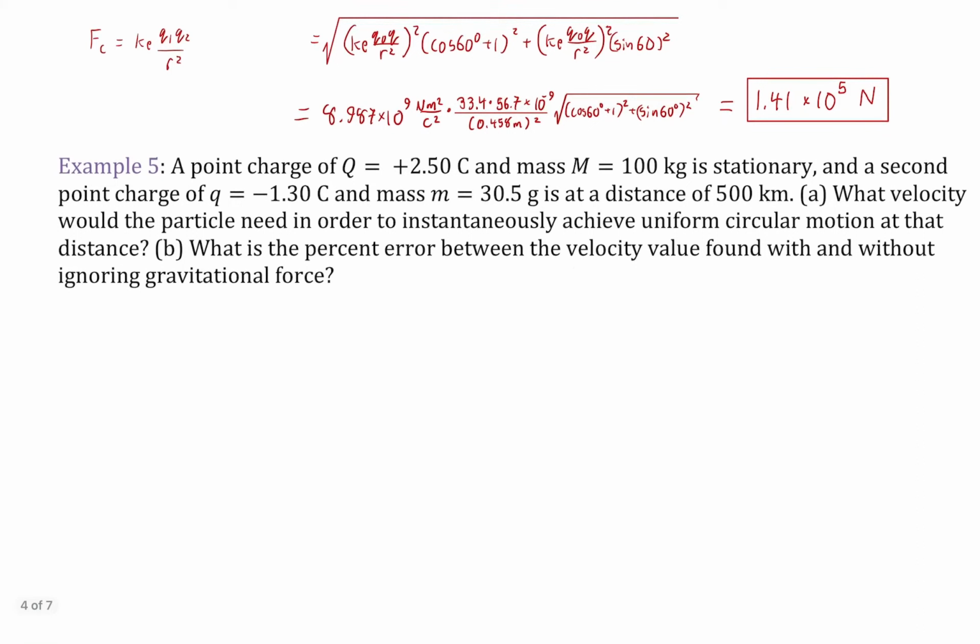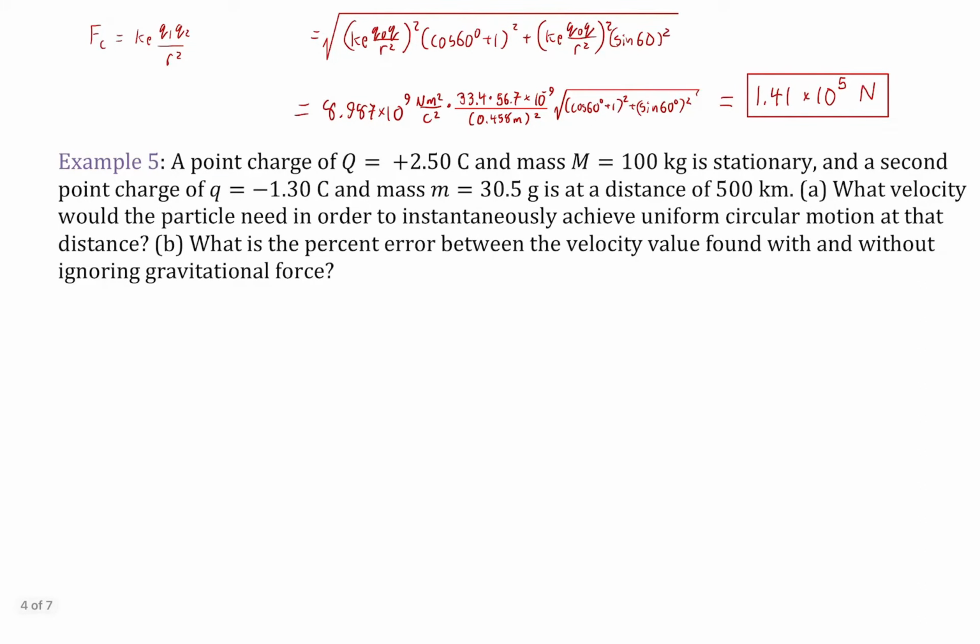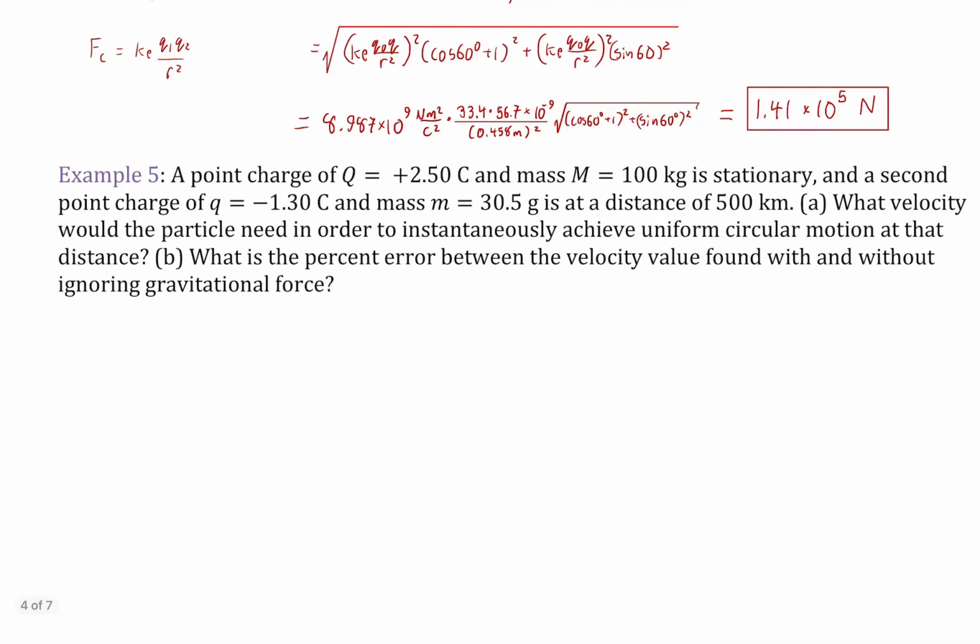All right, next example, example 5. A point charge of Q equals 2.5 coulombs. Wow, that's a big charge, by the way. Not micro, not milli, but just 2.5 coulombs. And a mass of 100 kilograms is stationary, and a second point charge of negative 1.3 coulombs and a mass of 30.5 grams is at a distance of 500 kilometers. Pretty far away. What velocity would the particle need in order to instantaneously achieve uniform circular motion at that distance?